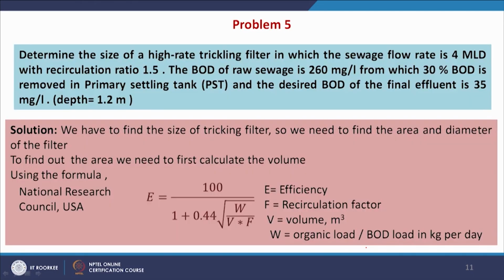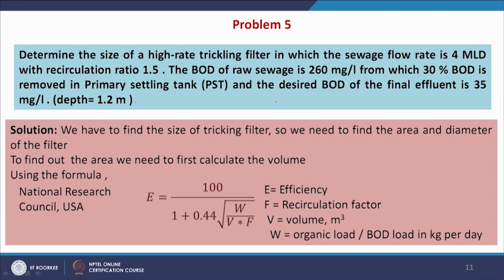Next, problem number 5. The statement is: determine the size of a high rate trickling filter in which the sewage flow rate is 4 MLD with recirculation ratio 1.5. The BOD of raw sewage is 260 mg per liter, from which 30% BOD is removed in the primary settling tank, and the desired BOD of the final effluent is 35 mg per liter. The depth is equal to 1.2 meter, it is given. So, we have to determine the size of this high rate trickling filter.